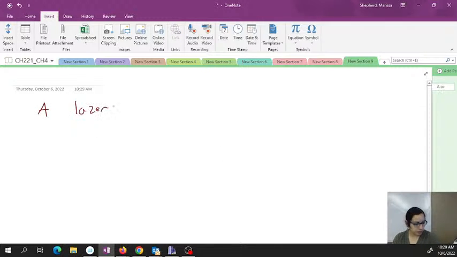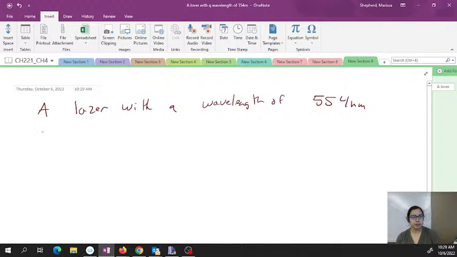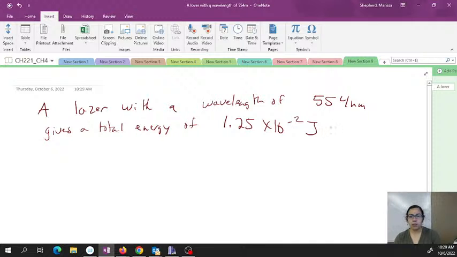A laser with a wavelength of 554 nanometers gives a total energy of 1.25 times 10 to the negative 2 joules. So how many photons then?